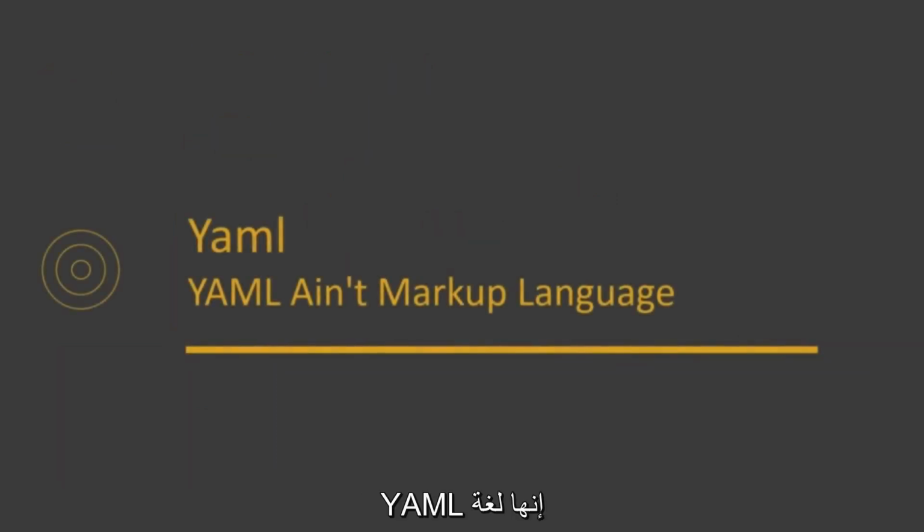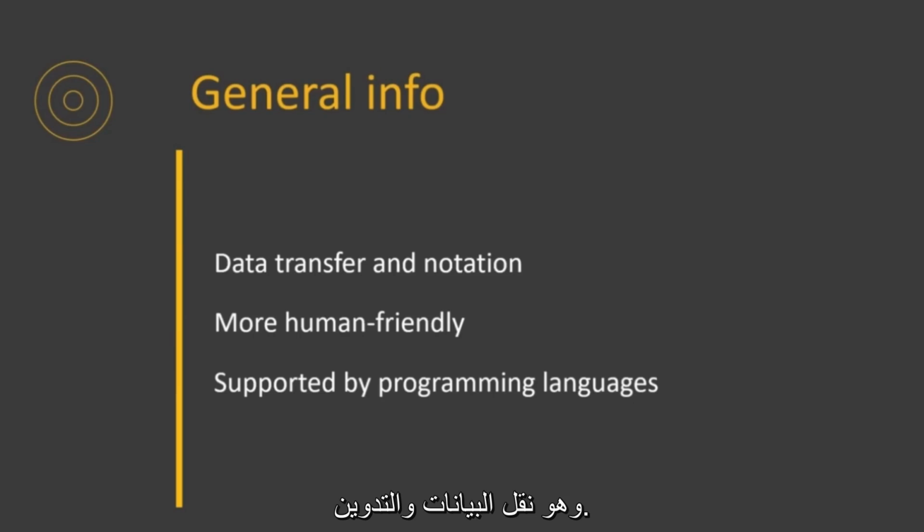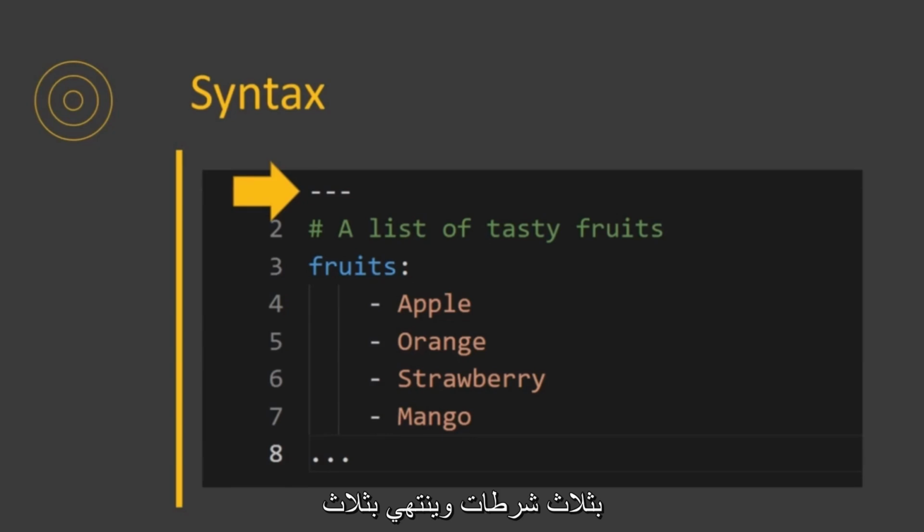YAML. It's a language that is similar to JSON and XML in usage, which is data transfer and notation. The addition that it gives is that it's easier for humans to understand. And like JSON and XML, there are plenty of libraries in all programming languages that parse and understand the format of it. It's recommended for YAML files to start with 3 dashes and end with 3 dots. It's optional though, so you can skip it.